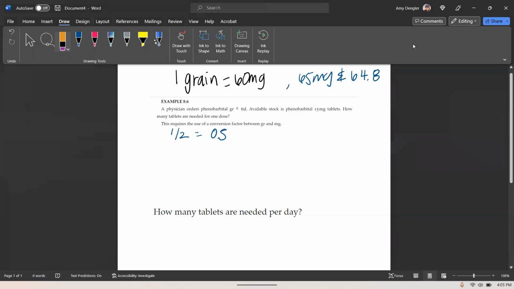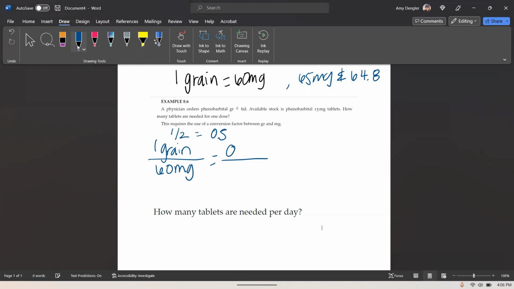So if 1 grain is 60 milligrams and we need 0.5 grains, how many milligrams is that? So for this one, we could do 1x, 1 times x is equal to 60 times 0.5. So this one's a little different because it's not just 1 over there.